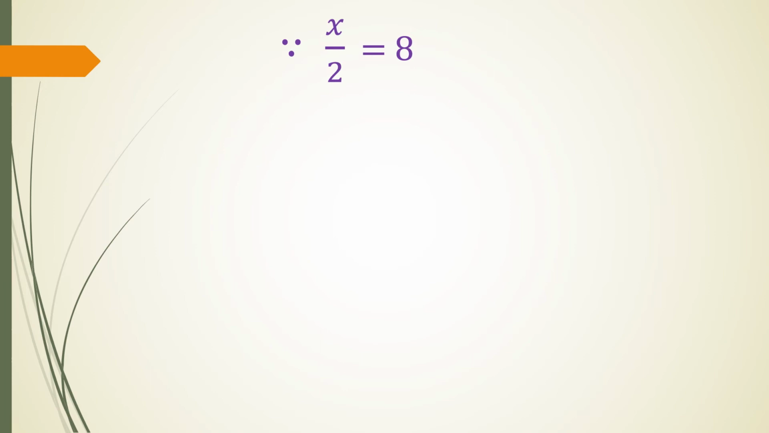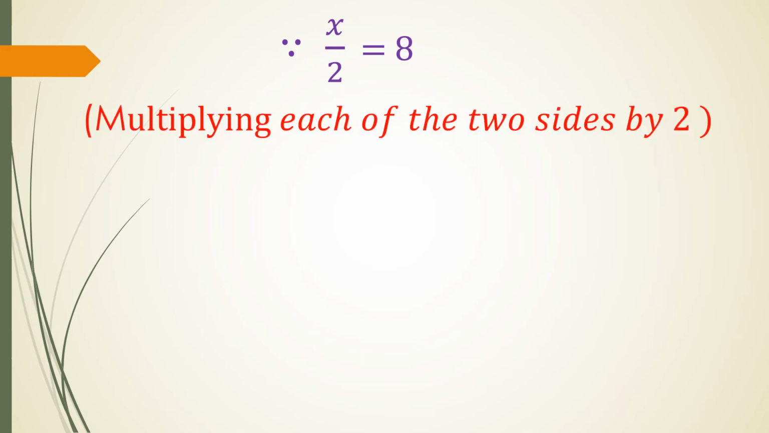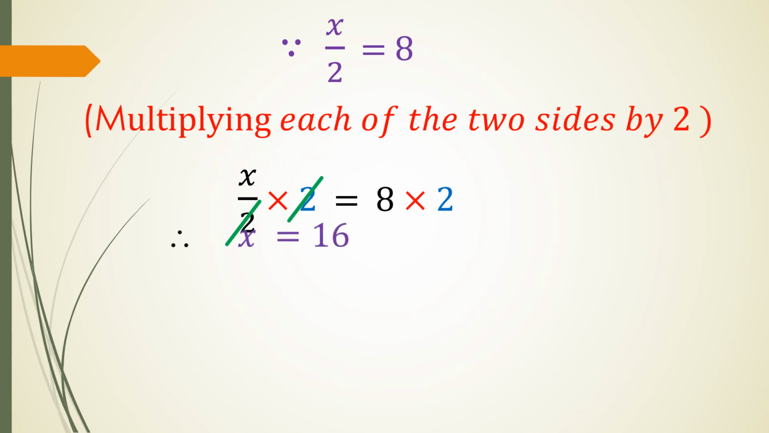X over 2 equals 8. Okay? I want to get the variable x alone. So x divided by 2 equals 8. What is the inverse of divided? It is multiply. So I will multiply each of the two sides by 2. So x divided by 2 times 2 equals 8 times 2. Now I cancel the 2 on the left hand side. So the left hand side will be x, and the right hand side will be 8 times 2 equals 16. Then x equals 16.